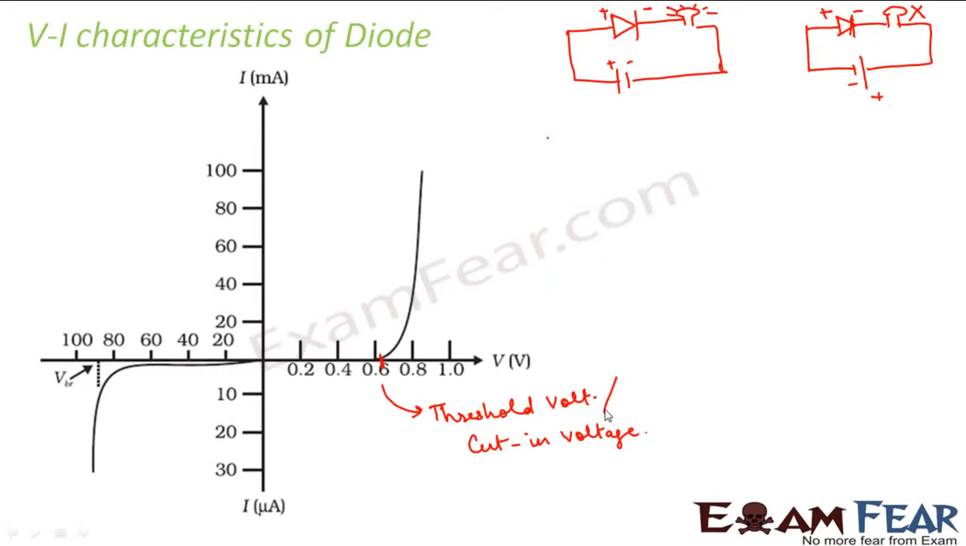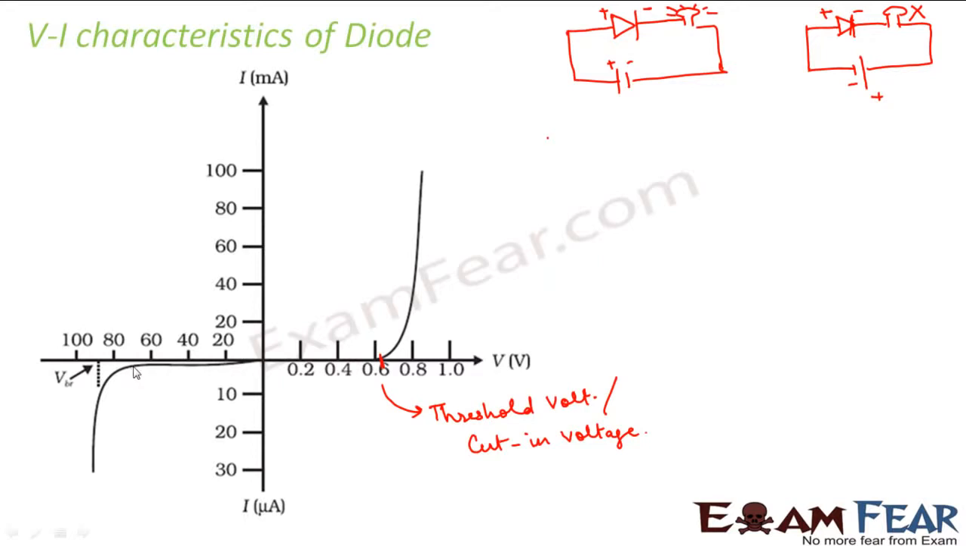Once you reach the threshold voltage, beyond that your current increases very rapidly with even a small increase of voltage. This is the scenario of forward bias, when you apply a positive potential to the P side of the diode. Now let us look at the reverse bias. In case of reverse bias, what happens as you keep increasing the voltage?